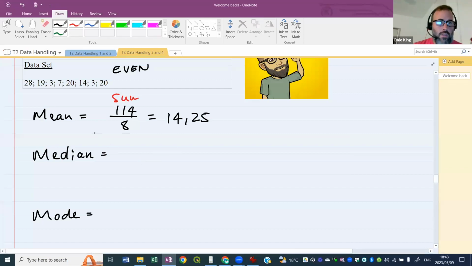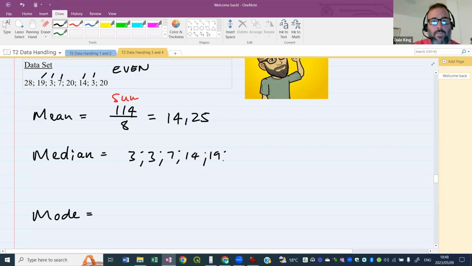And the median, obviously, we need to put this number set in order. So we're going to have 3, 7, see, if you don't cross it out, this is what happens. So 3 is done, 3 is done. Then I've done the 7. What comes next? 14. And then I've got 19. I've got 2 20s. And I've got a 28. All right, so I've got 8 in my data set. 1, 2, 3, 4, 5, 6, 7, 8. 8 in my data set. Yes, I'm good to go.